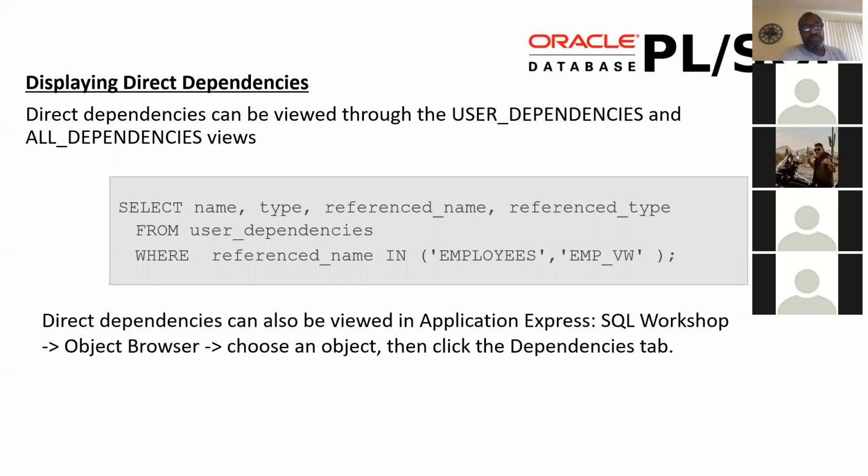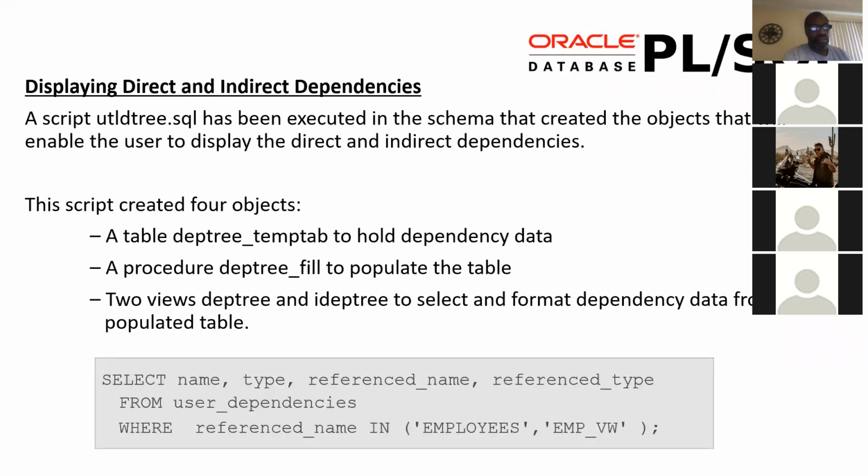So if you want to run this user dependencies, make sure you run it on tables that you know are in your database, or views. You do have views in there as well. Basically this will give you a status of your dependencies. It's looking at that user dependency table, and you're referencing those particular objects, an employees table and an employee view.